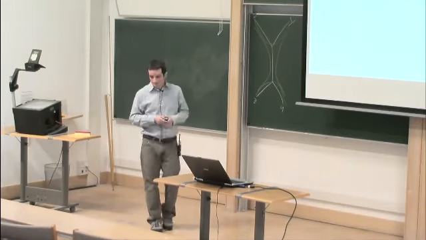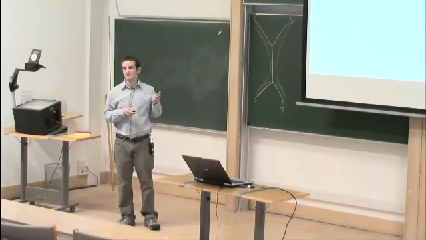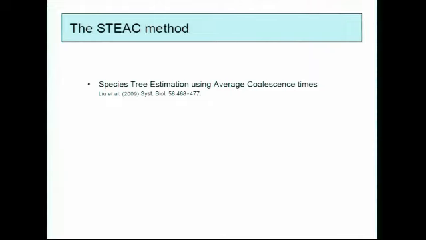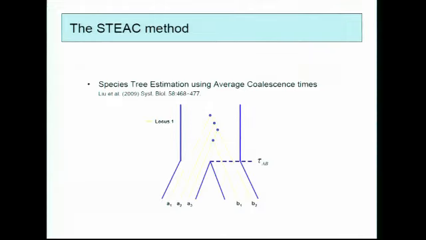The stake method is, again, very similar to these methods. However, at each locus, instead of taking the minimum interspecific coalescence time, we find the average time of a coalescence involving a lineage from taxon A and a lineage from taxon B. And then we do this for all loci.